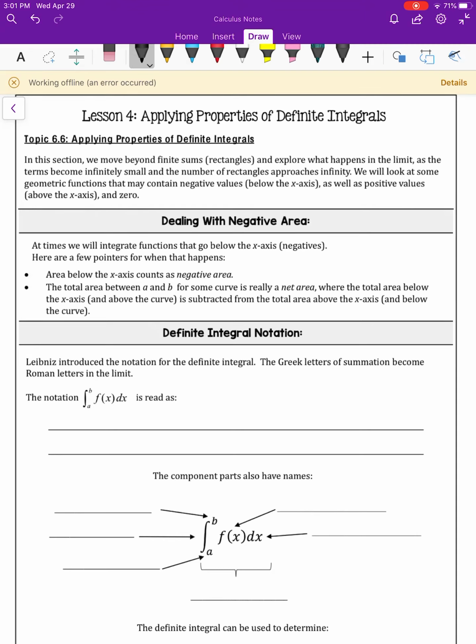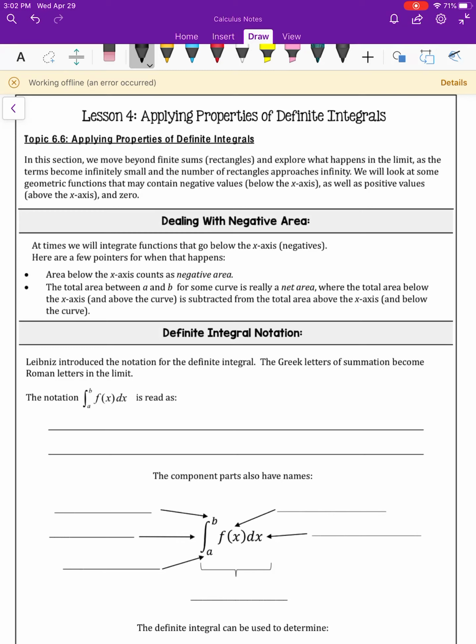We will look at some geometric functions that may contain negative values, meaning below the x-axis, as well as positive values above the x-axis and 0. At times, we will integrate functions that go below the x-axis. Here are a few pointers for when that happens. Area below the x-axis counts as negative area. The total area between a and b for some curve is really a net area, where the total area below the x-axis is subtracted from the total area above the x-axis.